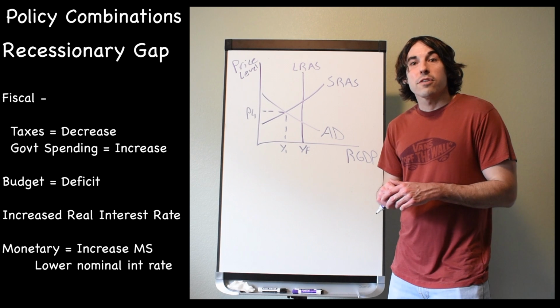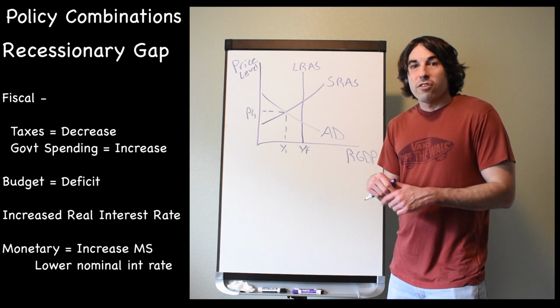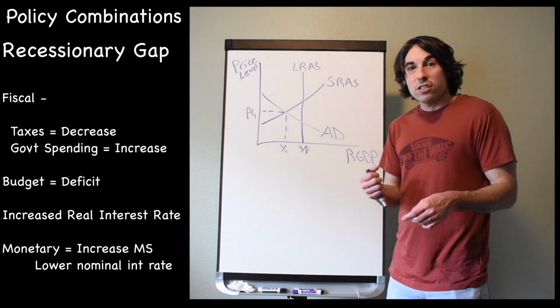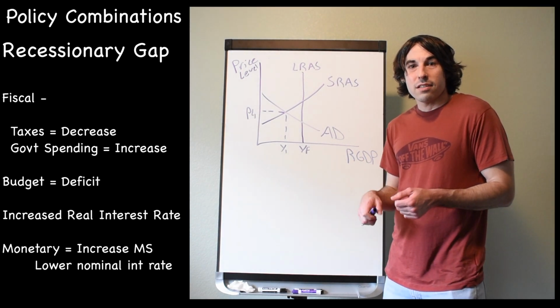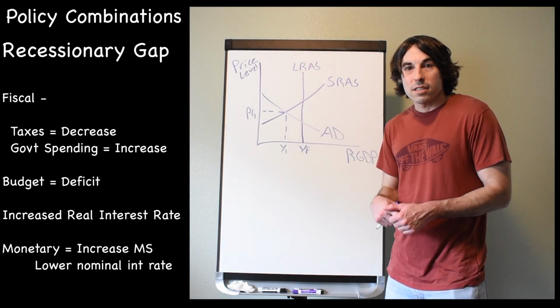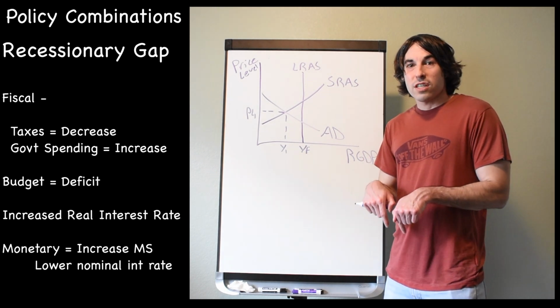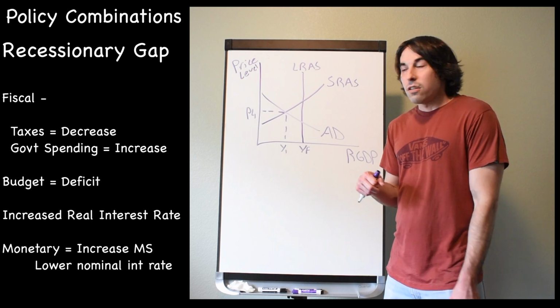So at the same time, we're going to do some monetary policy. The Federal Reserve controls the money supply and the interest rate. To get out of recession, we're going to want to increase the money supply. The Fed will probably do that by buying bonds. Remember, it's buy bonds, big money. That lowers the nominal interest rate, making it cheaper to take out a loan.